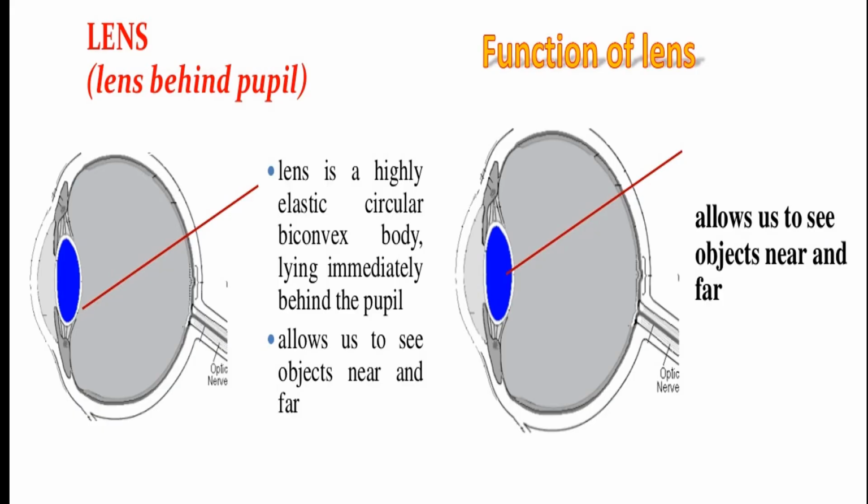Now coming to the next, that is the lens. The suspensory ligaments are holding up the lens and they are present behind the pupil. The lens is a highly elastic, circular biconvex body lying immediately behind the pupil, and it allows us to see objects near and far. Here the pupil allows the light to pass and that is received by the lens, which is attached by the suspensory ligaments of the ciliary body.